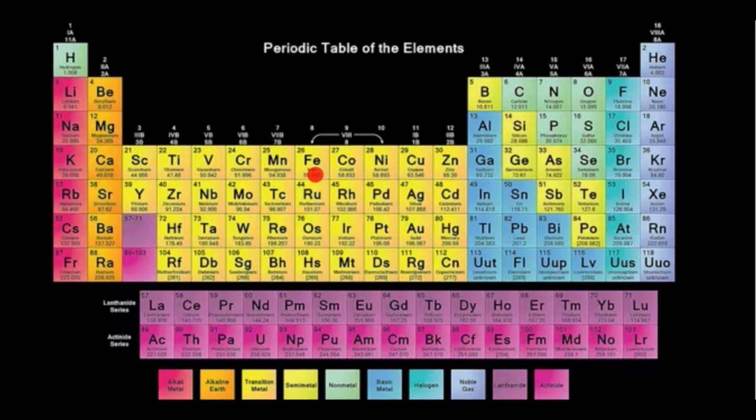While across the period, the number of electrons present in the valence shell increases from left to right. For example, lithium with atomic number 3 has 1 electron in its valence shell. Beryllium has 2 electrons, boron has 3, carbon has 4, nitrogen has 5, oxygen has 6, fluorine has 7, while neon has 8 electrons in its valence shell. It means as we move from left to right in any period of the periodic table, the number of valence electrons gradually increases.